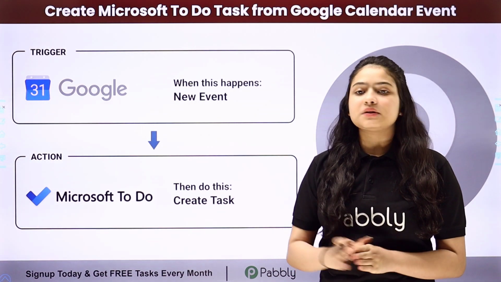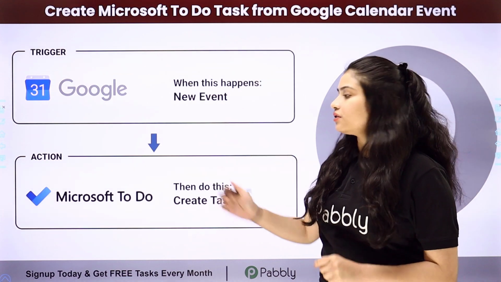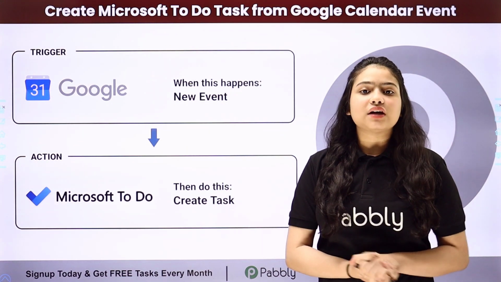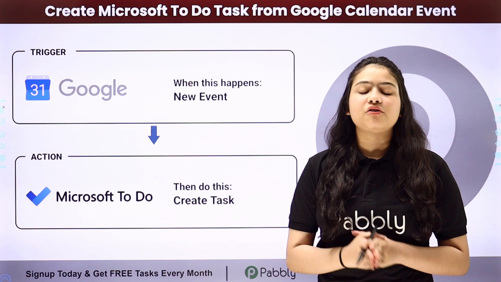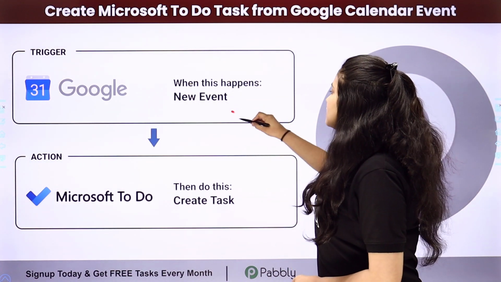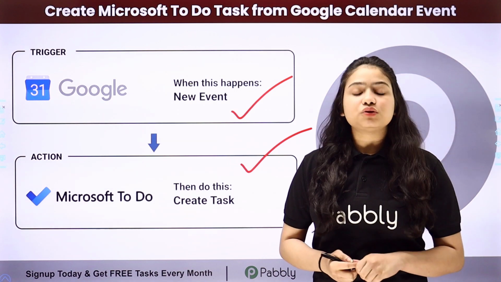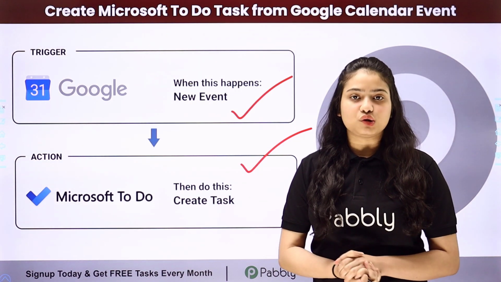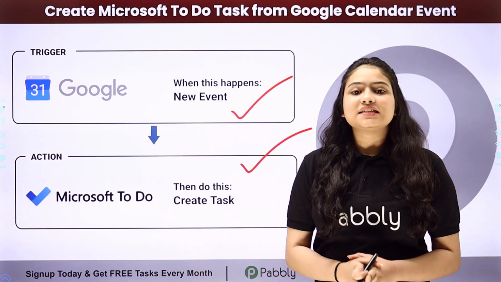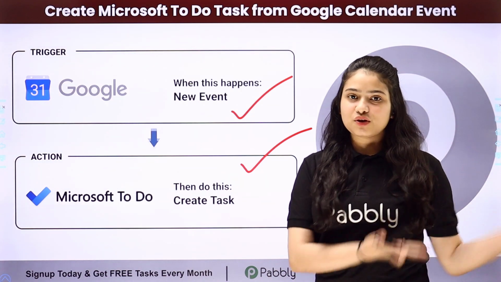For this, we will have to set up a simple connection between Google Calendar and Microsoft To-Do, and that we are going to do without any coding or programming skills with the help of Pabbly Connect. So here we have Google Calendar in our trigger and Microsoft To-Do in our action. So we are going to connect both of them by using Pabbly Connect in order to automate this entire process. And to learn this entire automation step by step, let me take you all to my screen.